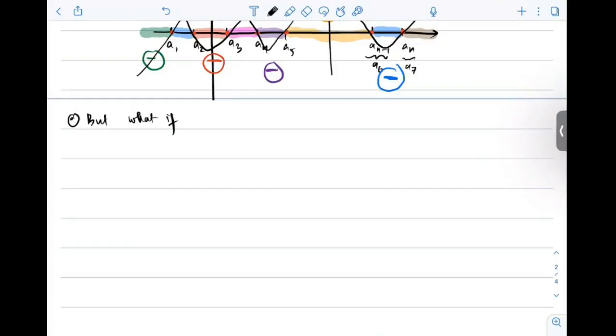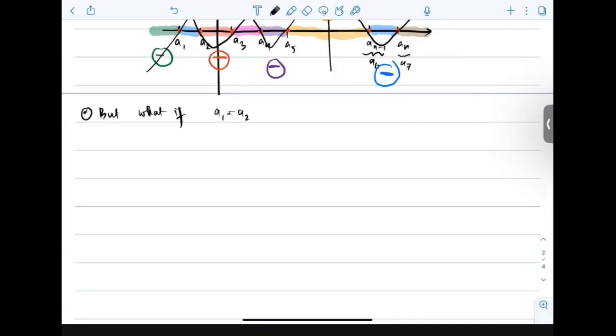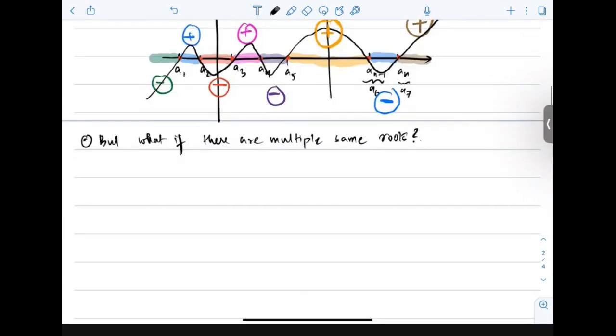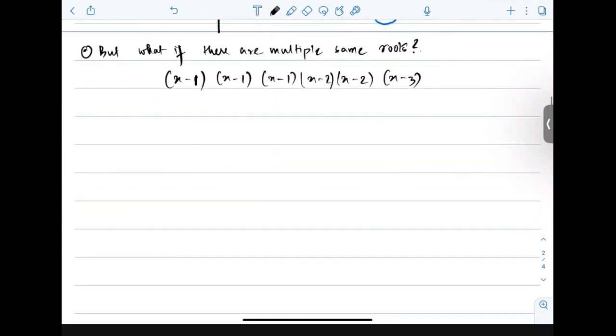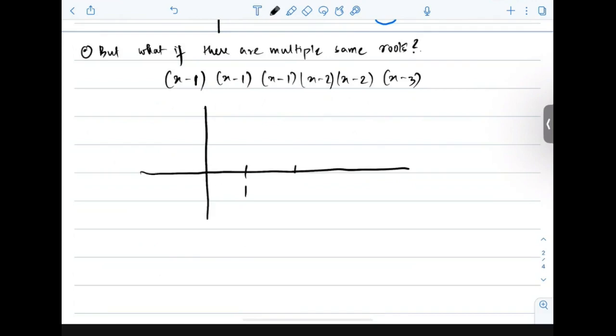What if A1 equal to A2? Like there are multiple similar roots. There are multiple same roots. Like what if there is x minus 1, x minus 2, x minus 1, x minus 1, again x minus 2, x minus 2, x minus 3. What if in this case? How will you draw this? So there is 1, there is 2, there is 3. But there is x minus 1 whole cube, x minus 2 whole square, and x minus 3.